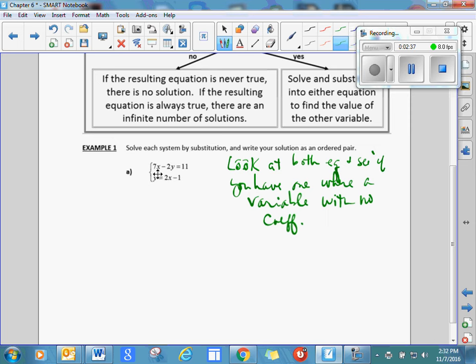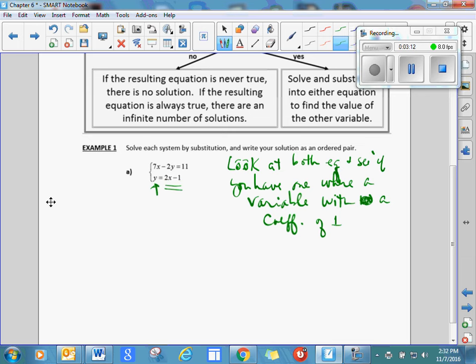Well, in this top equation, the x has a coefficient, it's 7. The y has a coefficient, it's -2. Down here, the x has a coefficient of 2, but the y has a coefficient of 1. So I guess I should say a variable with a coefficient of 1, because every variable has a coefficient. So we have found him, there he is, and we are going to take him and substitute his value into the y in the top equation.